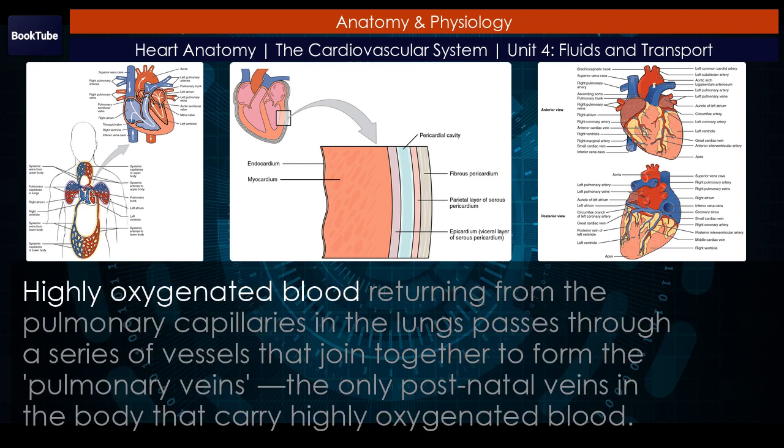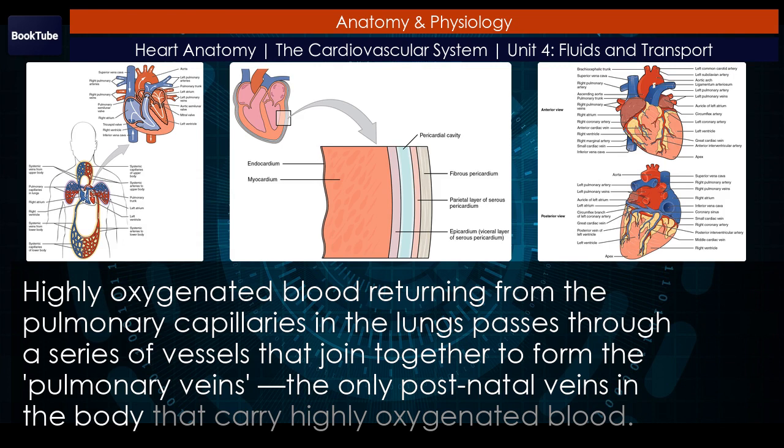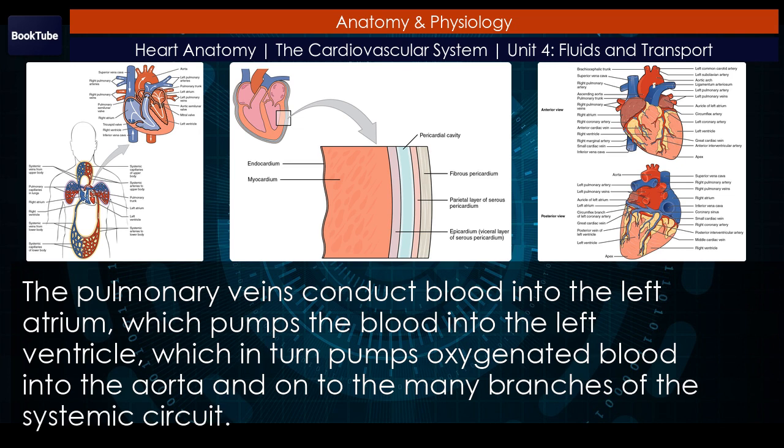Highly oxygenated blood returning from the pulmonary capillaries in the lungs passes through a series of vessels that join together to form the pulmonary veins, the only postnatal veins in the body that carry highly oxygenated blood. The pulmonary veins conduct blood into the left atrium, which pumps the blood into the left ventricle, which in turn pumps oxygenated blood into the aorta and onto the many branches of the systemic circuit.